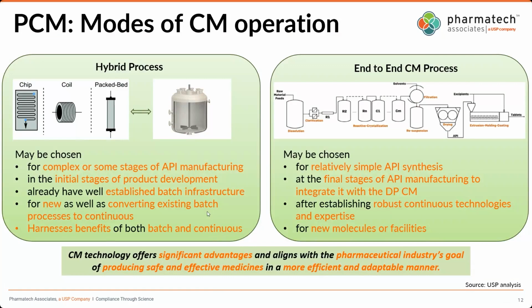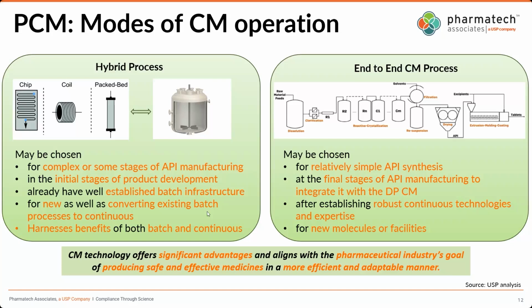Now let's look at the different modes of continuous manufacturing operations with respect to the API. API continuous manufacturing can be conducted as a continuous or uninterrupted process, which is also called end-to-end, or it can be performed as a hybrid process that combines elements of both continuous as well as batch infrastructure.